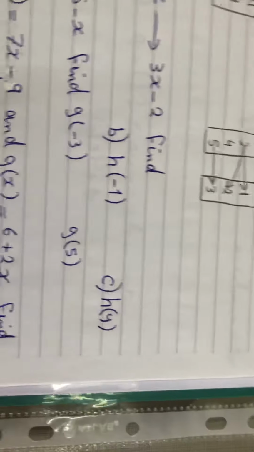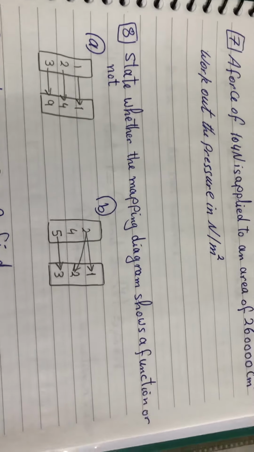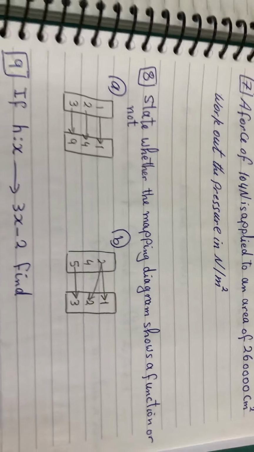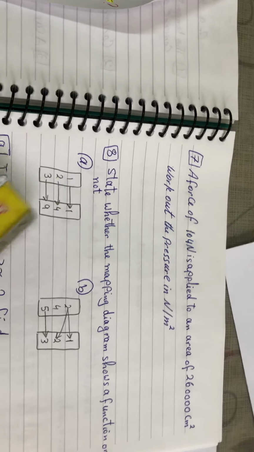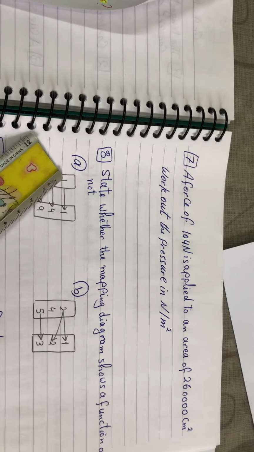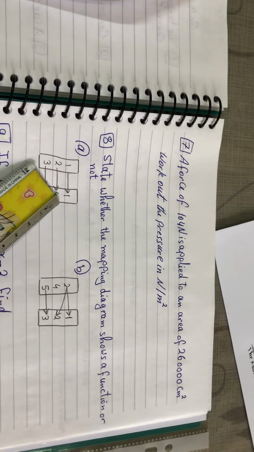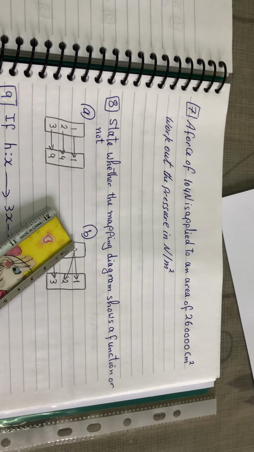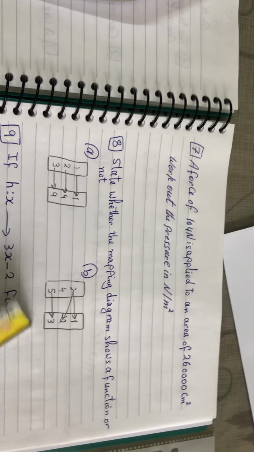Again, your study portion is the worksheet. Equation number 8: state whether the mapping diagram shows a function or not. Okay, we said before we have domain and range. If just one arrow comes from the domain to the range, it will be a function. If two arrows come from the same domain, it will not be a function. I think it's very, very easy.